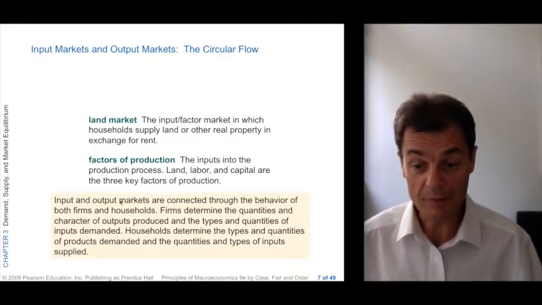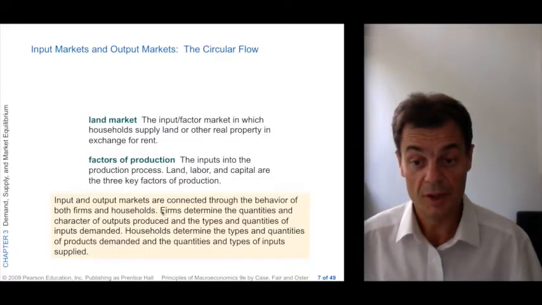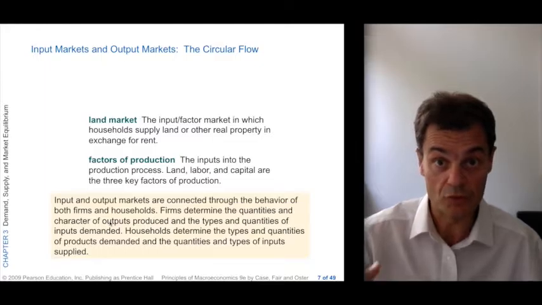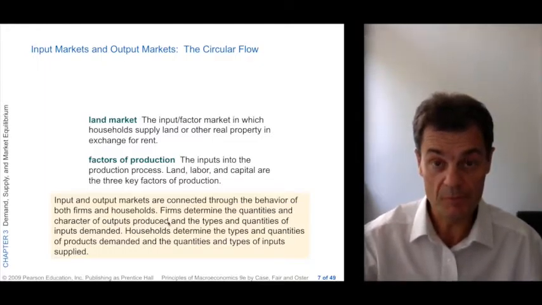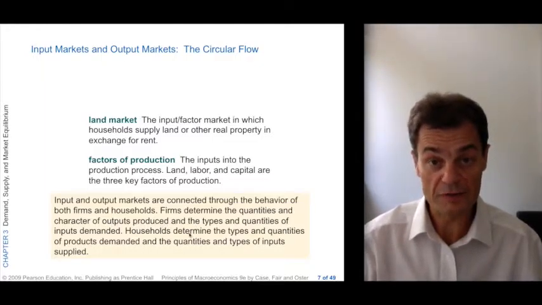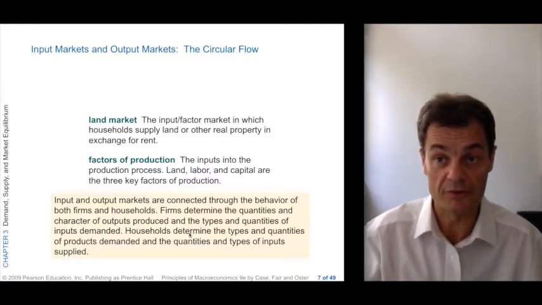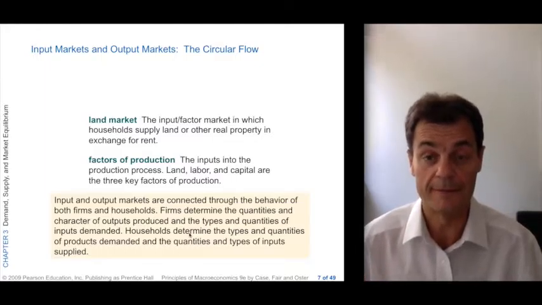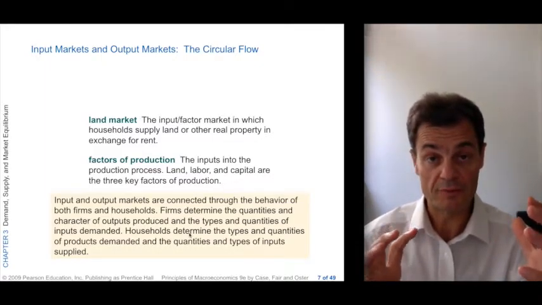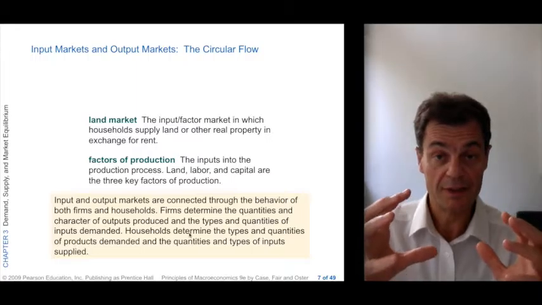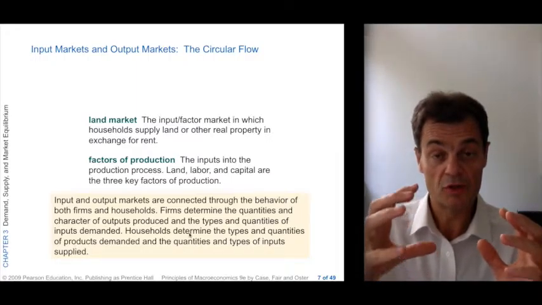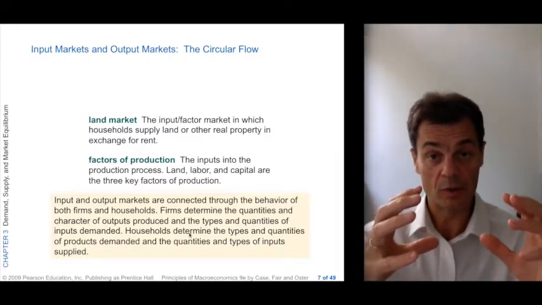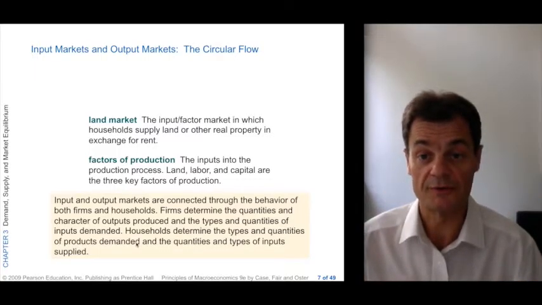So input and output markets are connected through the behavior of firms and households. The firms determine the quantities and characteristics of the product that they want to produce. The households, of course, determine what products they want to buy, at what price and what quantity they want to buy. So both firms and households are interacting in deciding what gets produced, to which extent, and what gets purchased, and in which quantity.